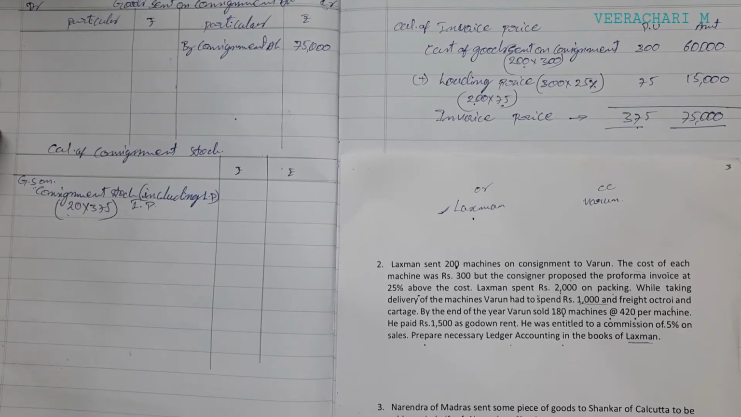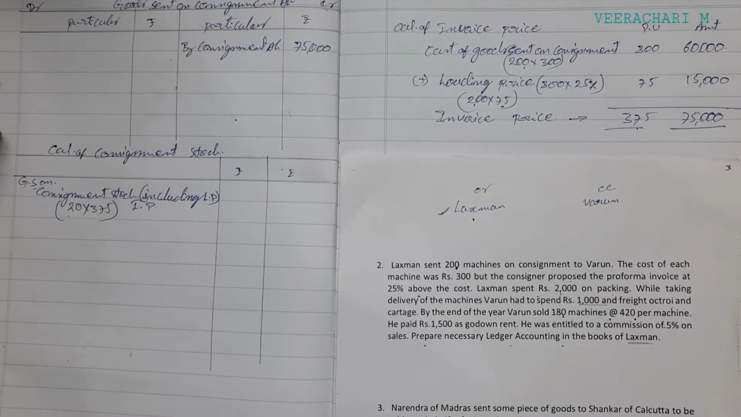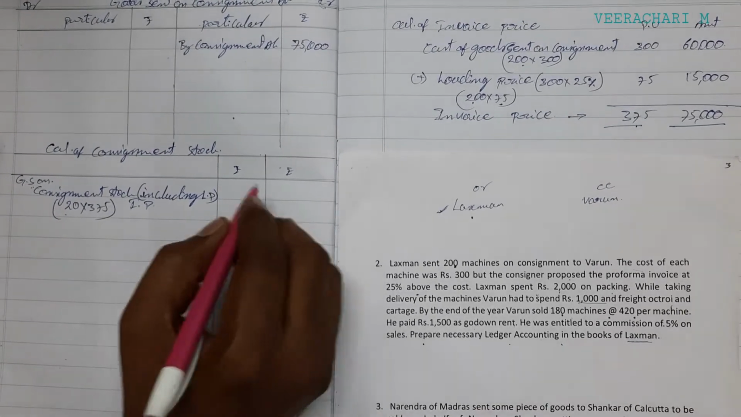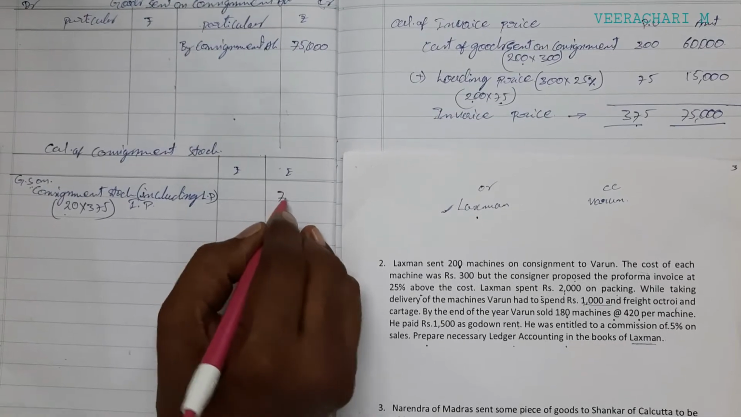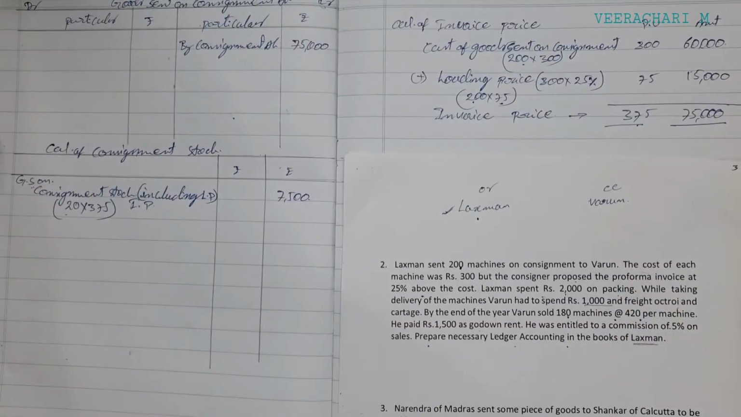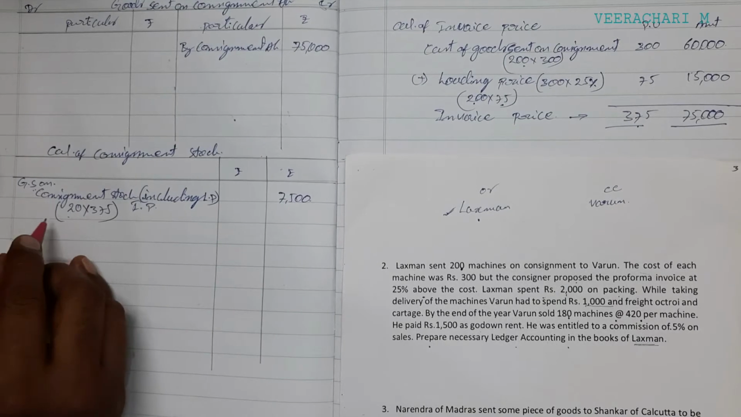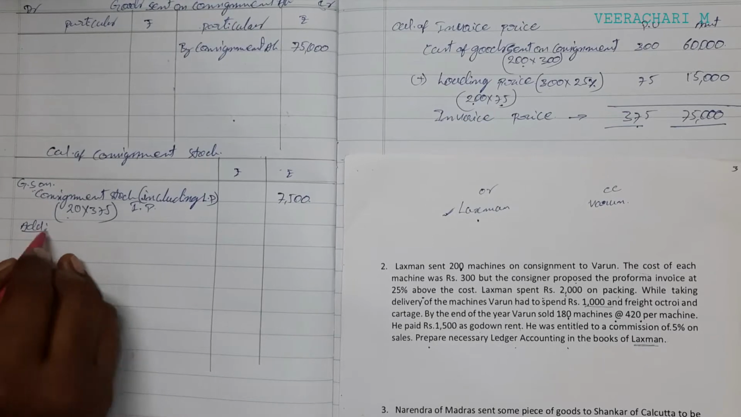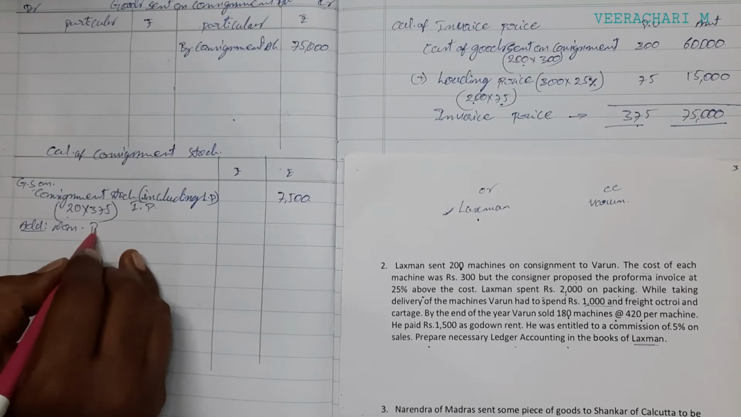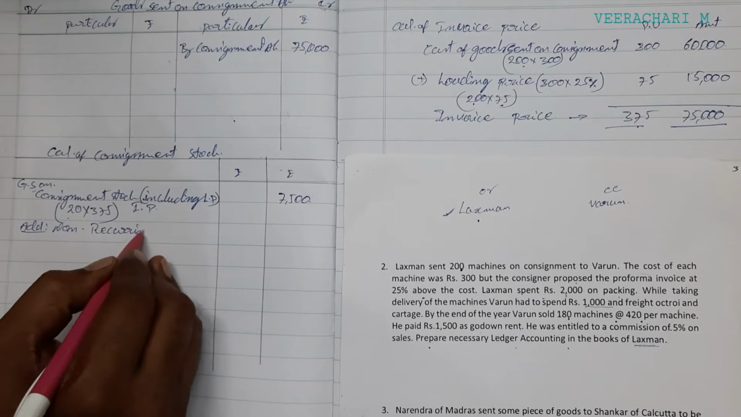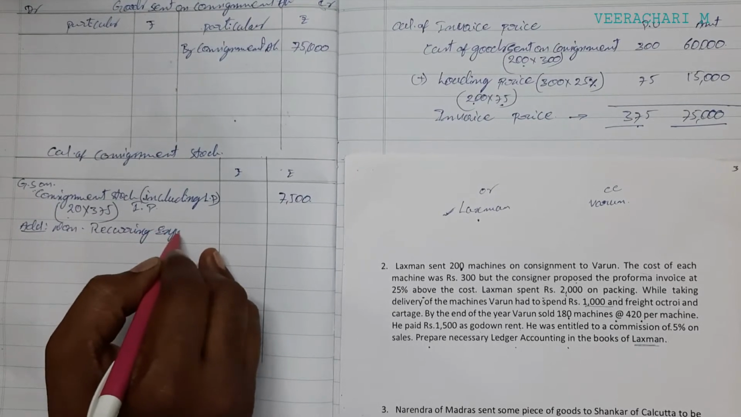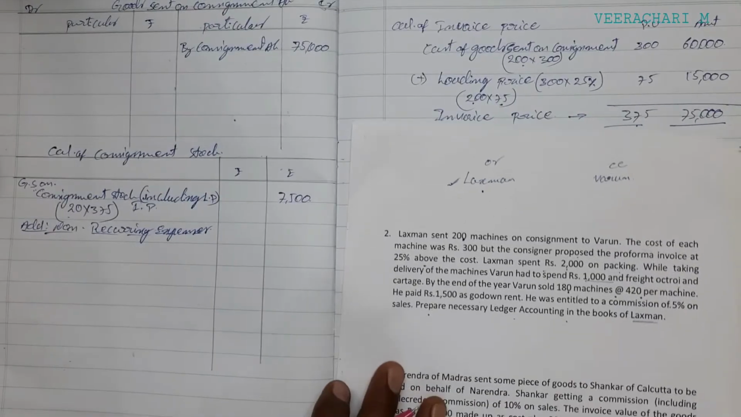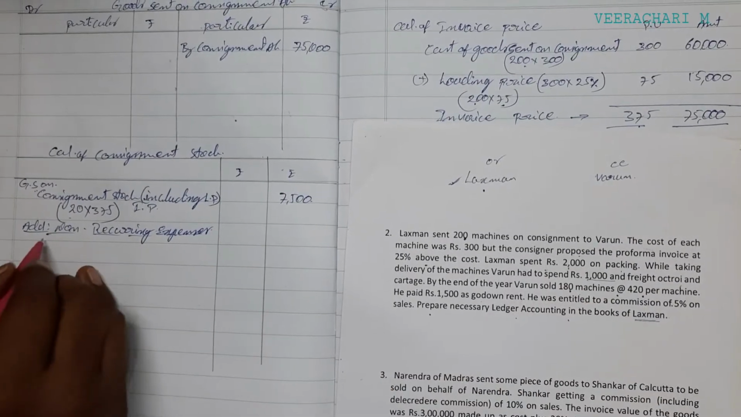Which is equal to 20 into 375, which is equal to 7,500, including loading price. With this consignment stock, goods sent on consignment stock, we should add non-recurring expenses, that is direct expenses.